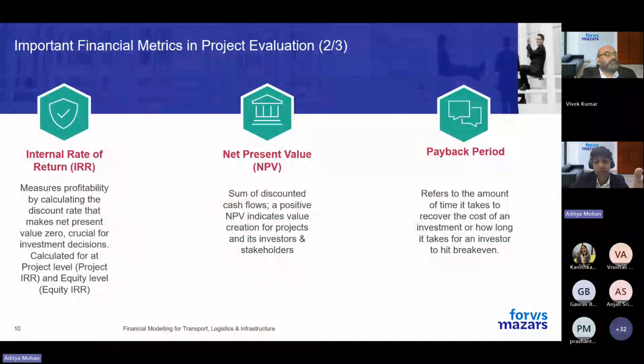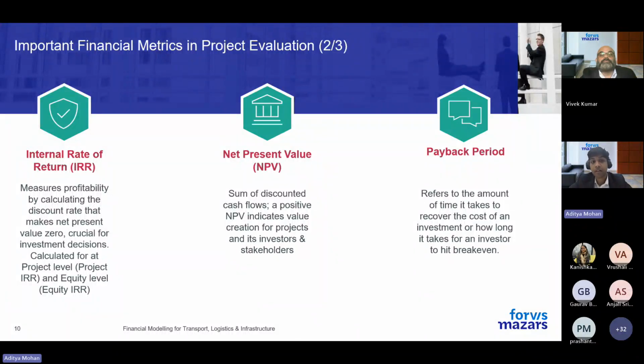Then we'll talk about net present value. So net present value measures how much value a project creates today. It discounts future cash flows to their present value, with the cost of capital being the discount rate. A positive NPV indicates wealth creation for your investors.